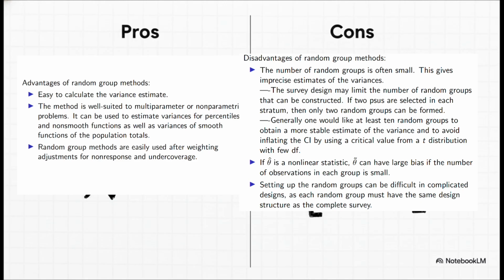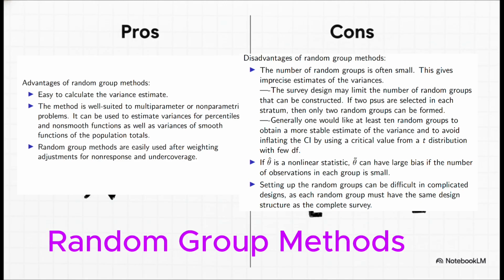Let's contrast that with the random group method. The biggest advantage here is that the variance is just so incredibly easy to calculate once your groups are set up. I mean, it's literally just standard deviations. And because no derivatives are required at all, it easily handles non-parametric problems, percentiles, and those tricky non-smooth functions.